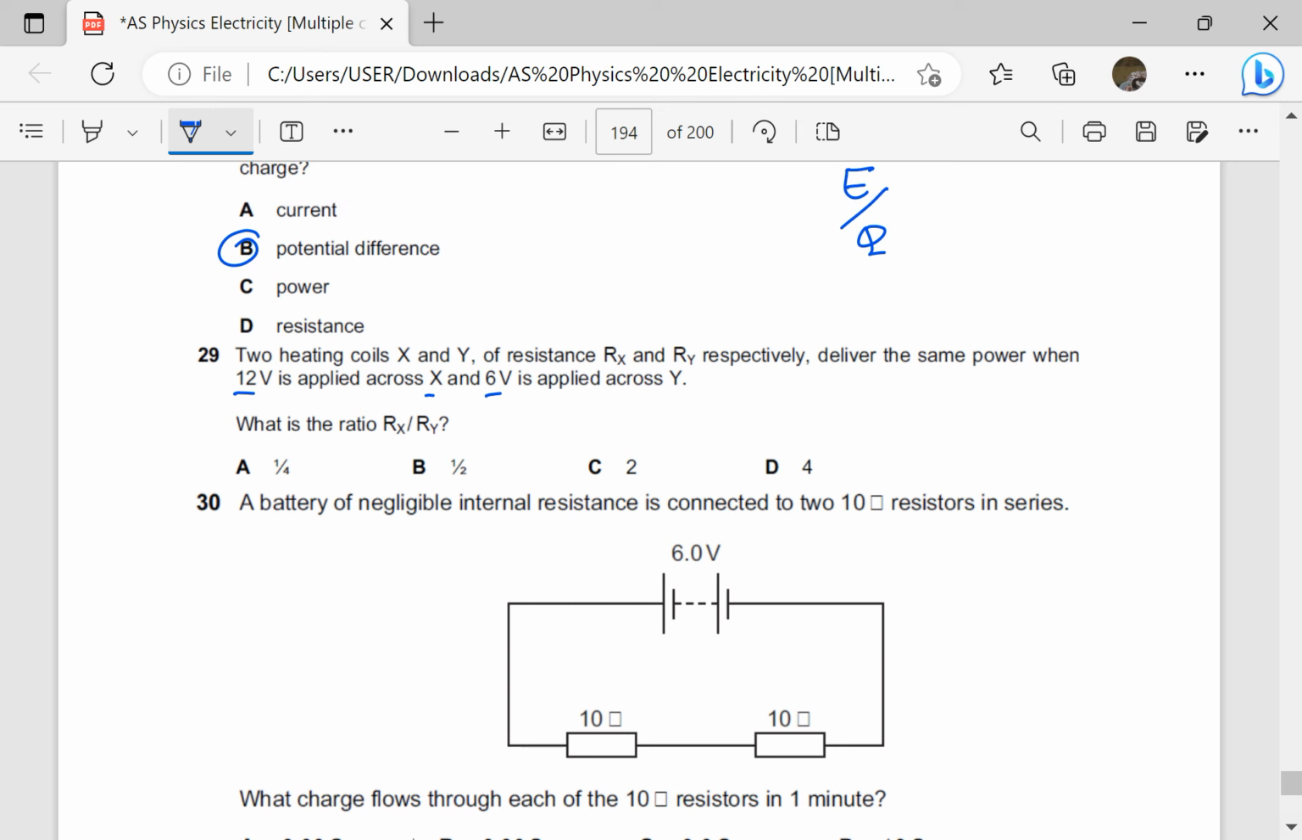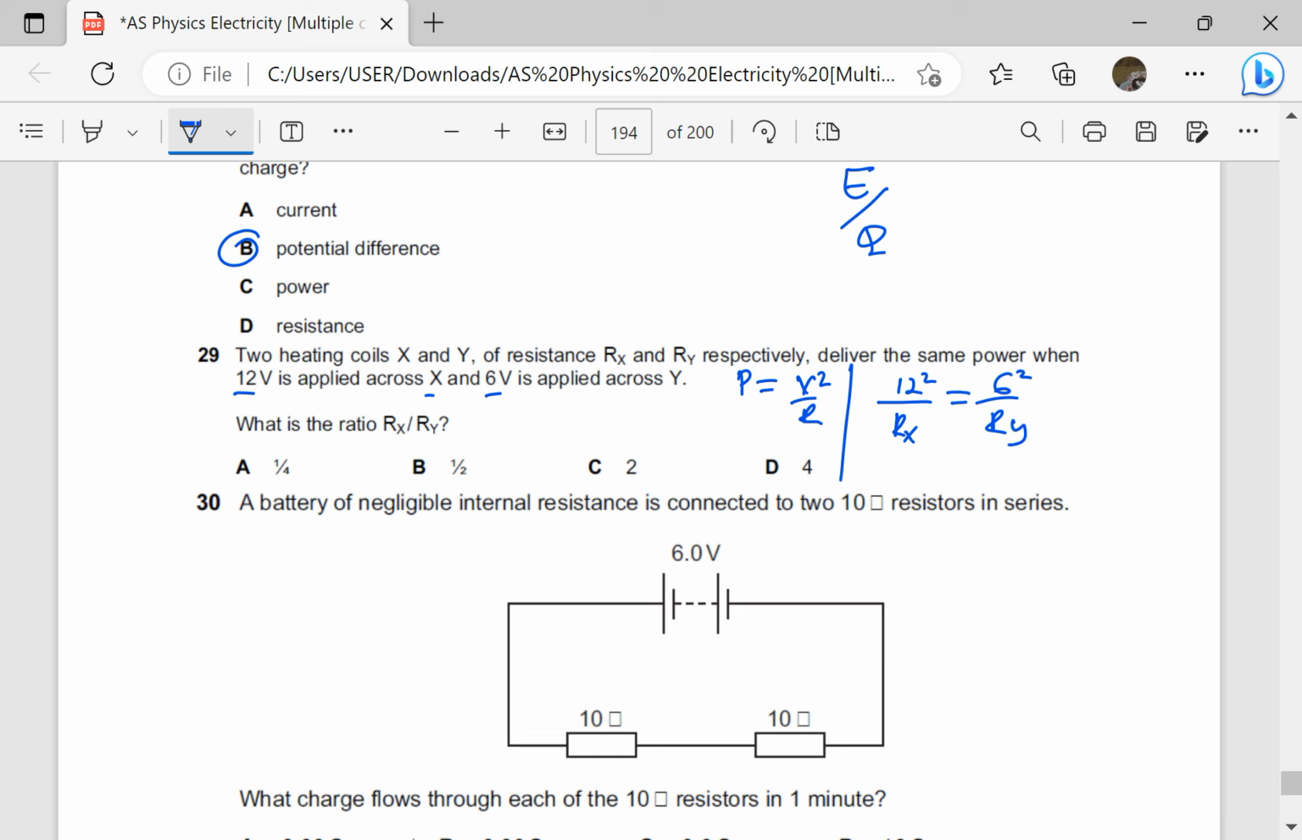Okay, so we know that power is equal to V squared divided by R. Remember, the power is going to be the same. So for X, the power in X is going to be the V across X, which is 12 squared, divided by the resistance of X, let me call it Rx. This should be the same as the power across Y, whose V is 6 squared divided by Ry.